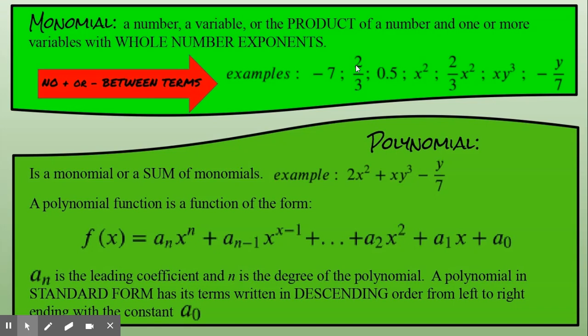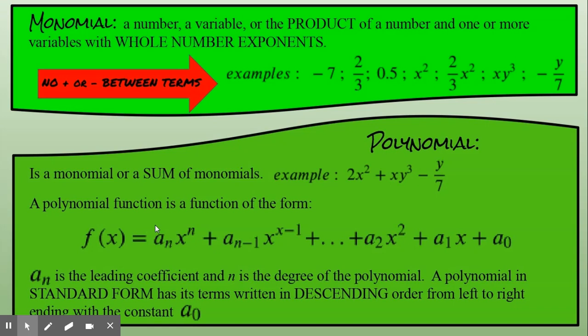Now, if I was to start putting plus and minus signs in between all of these terms, that's what creates your polynomial. Poly meaning many. So it's taking each monomial, adding or subtracting whatever I have together. And again, the same rules apply. I still need to have whole number exponents for it to be a polynomial. So I just took some of the random monomials I gave you up there and added them together: 2x squared plus xy cubed minus y/7. That is considered a polynomial.